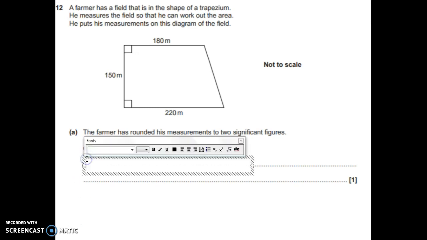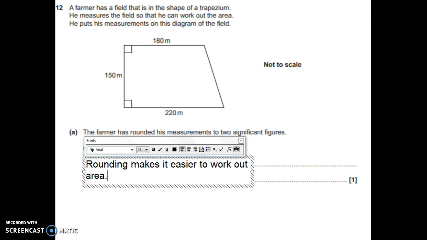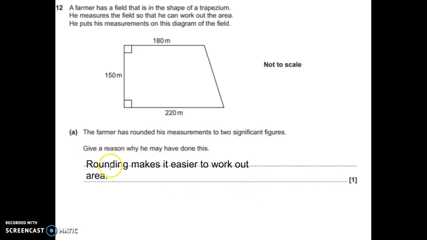Okay, well, when we're rounding, we tend to round just because rounding makes it easier. Makes it easier for large calculations. So it's going to be easier to work out the area of his field. Okay, that's all you need to put for part A.